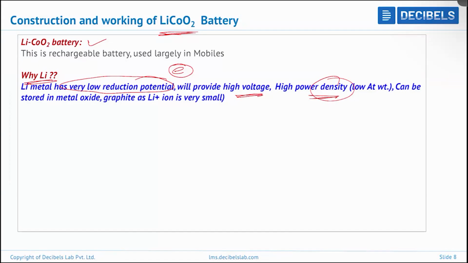Since it is the smallest ion, it can be easily stored in metal oxide matrices and crystal structures that I discussed in my previous bootcamp, that is, tetrahedral and octahedral voids. This lithium ion can be easily intercalated in the layered cathodes.